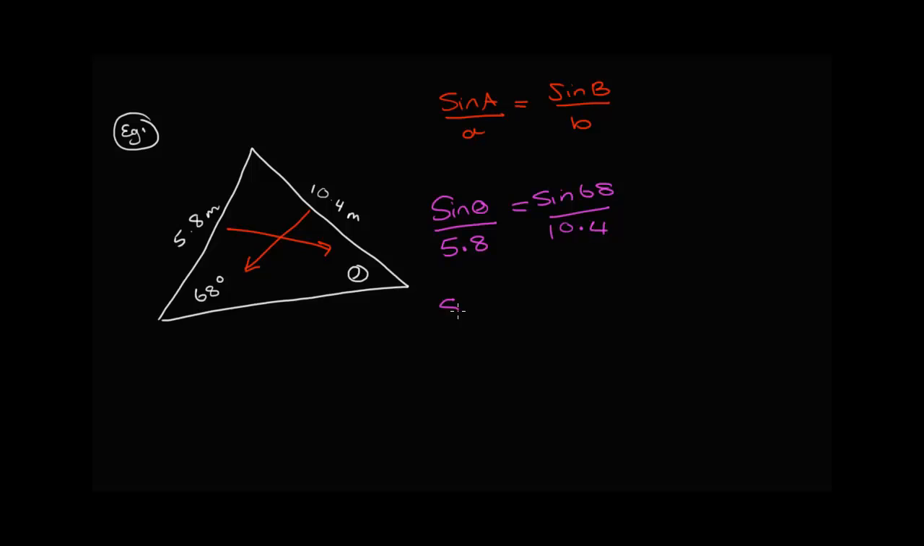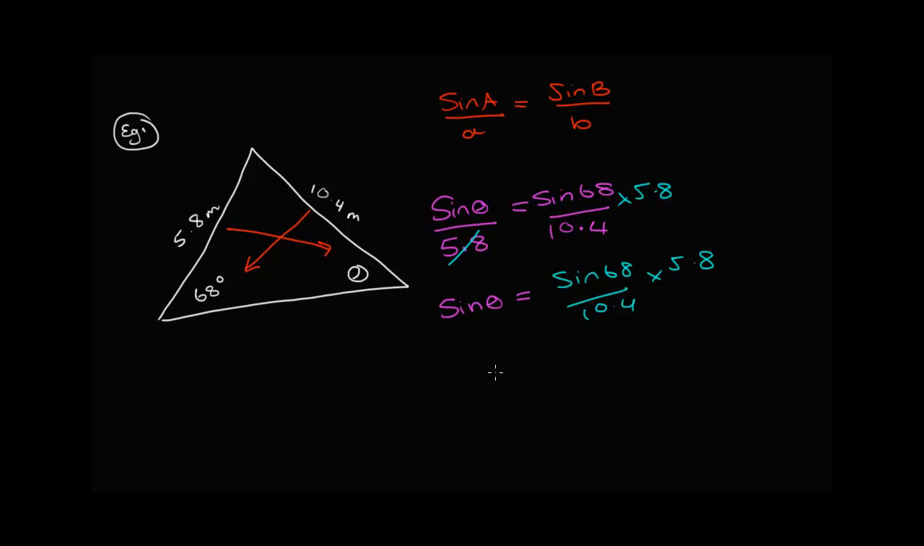This is slightly more challenging if you don't have a graphics calculator. I need to get sine theta by itself, just like we would do in right-angled trigonometry. How do we do this? Well, that comes back to our equations. How do I get rid of divide by 5.8? We need to times it by 5.8. So that disappears, and I get sine 68 over 10.4 times 5.8. Now that gets me what sine theta is.